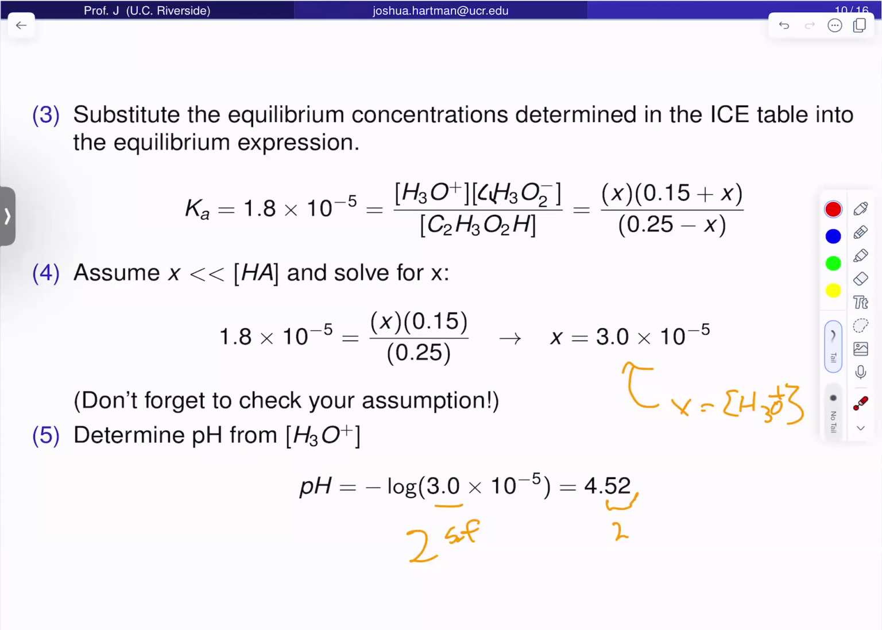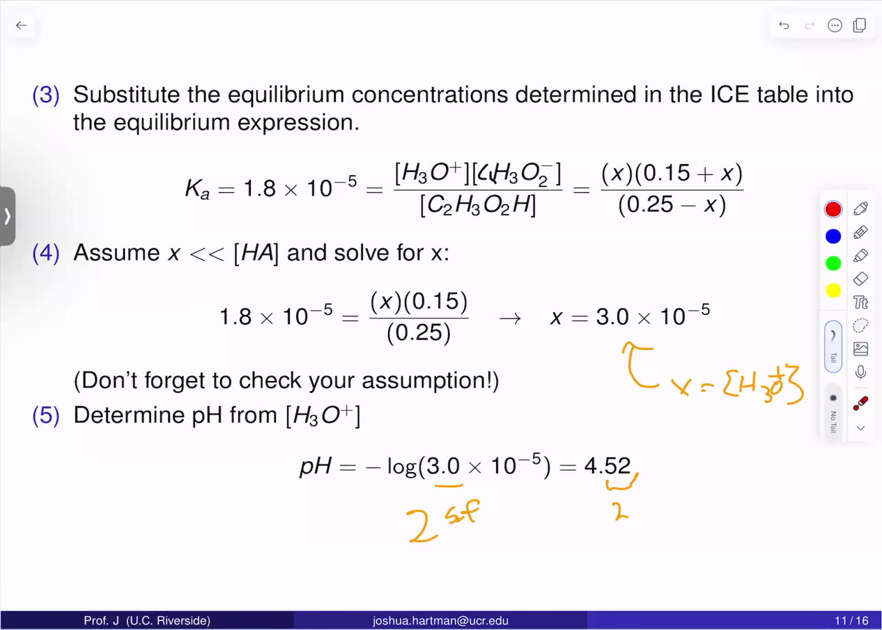And finally, our last step here is to determine the pH from that hydronium ion concentration, which of course comes down to just taking that negative log of our value of x that we just solved for, and keeping in mind that we've got two sig figs here, so we're going to report 2 decimal places on our pH, giving us a pH of 4.52.